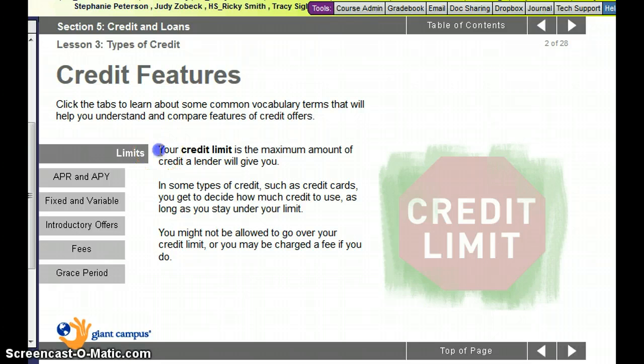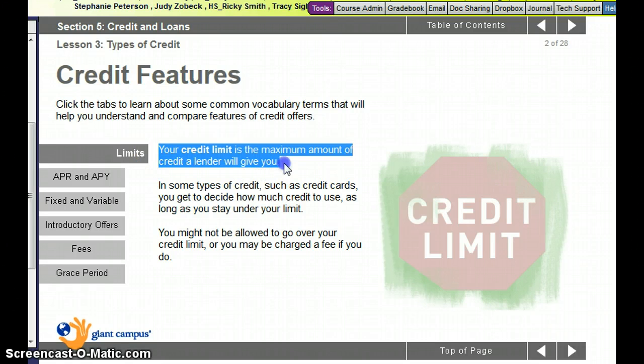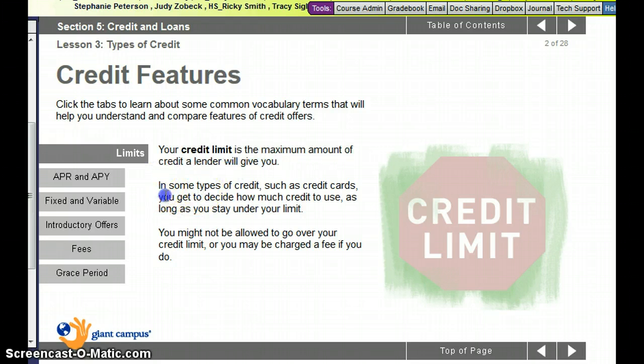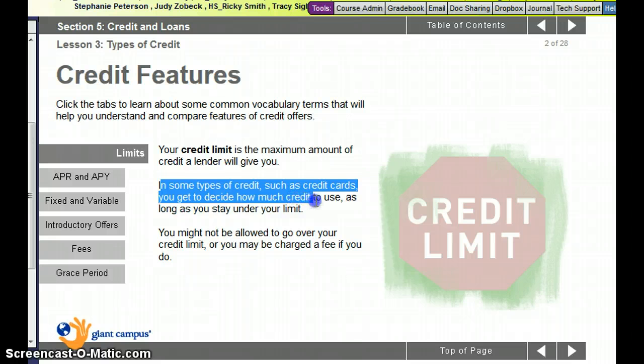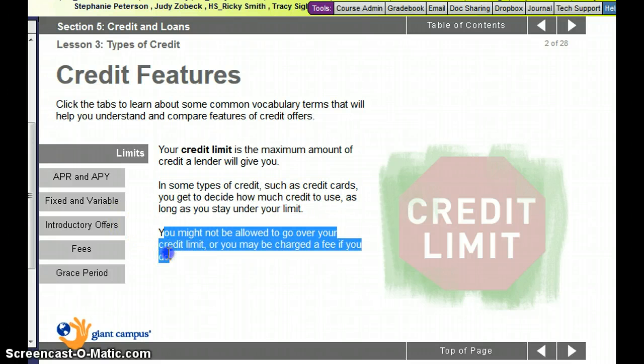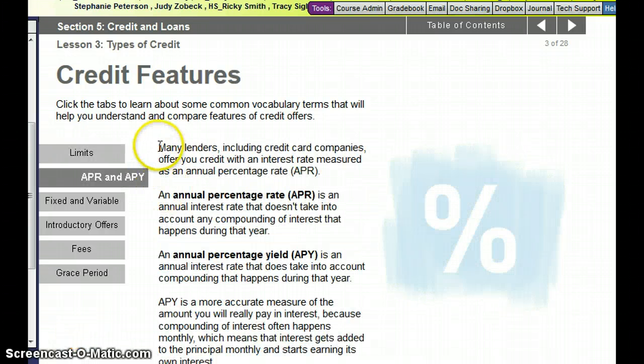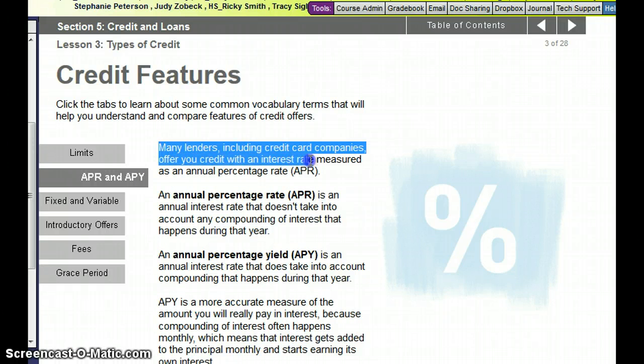Your credit limit is the maximum amount a lender will give you. In some types of credit, such as credit cards, you'll get to decide how much credit to use as long as you stay under the limit. You might not be allowed to go over your credit limit, or you may be charged a fee if you do. Many lenders, including credit card companies, offer you credit with an interest rate measured as an annual percentage rate, APR.